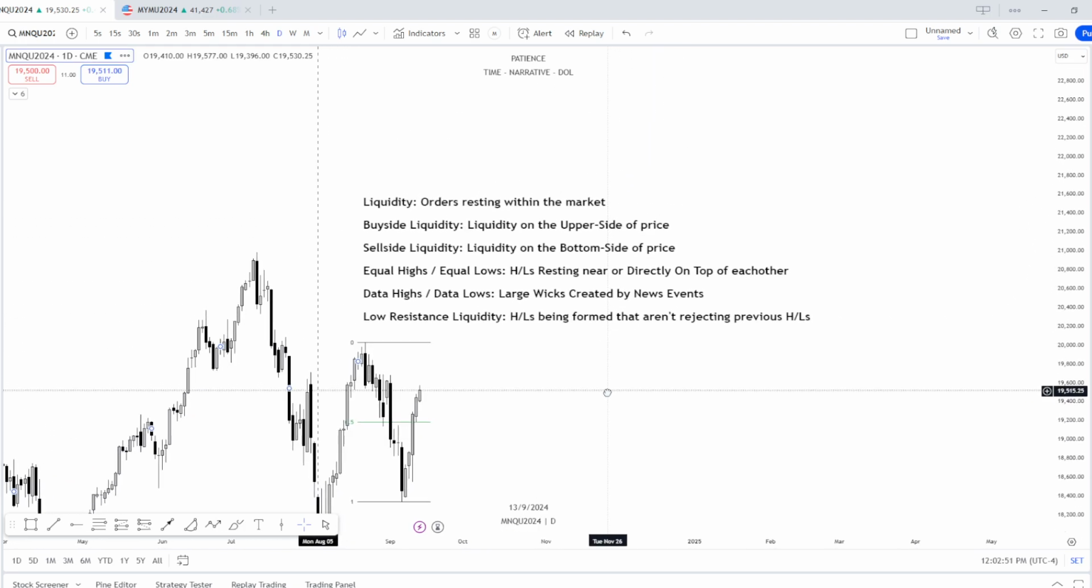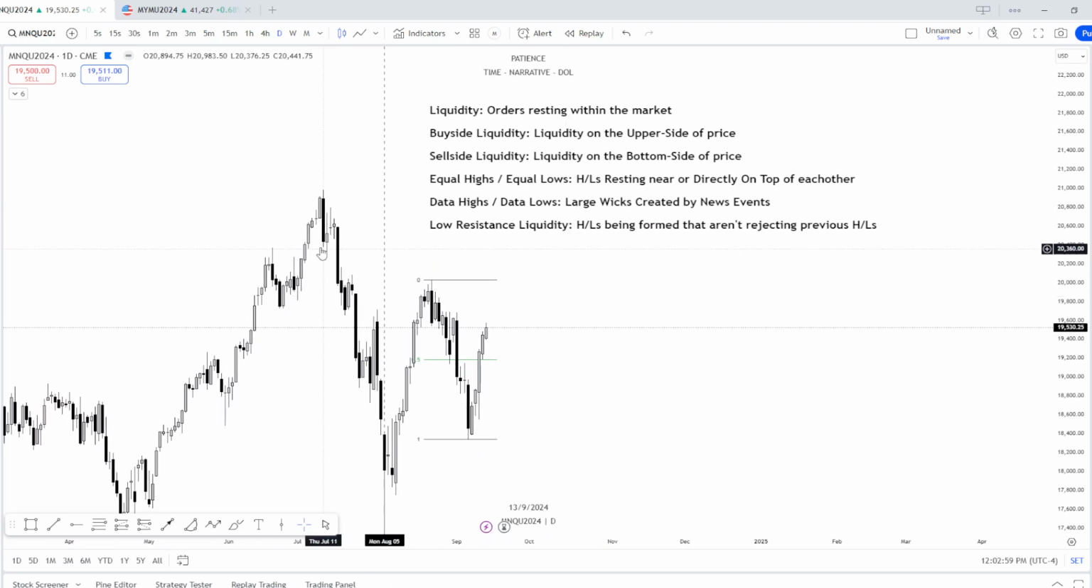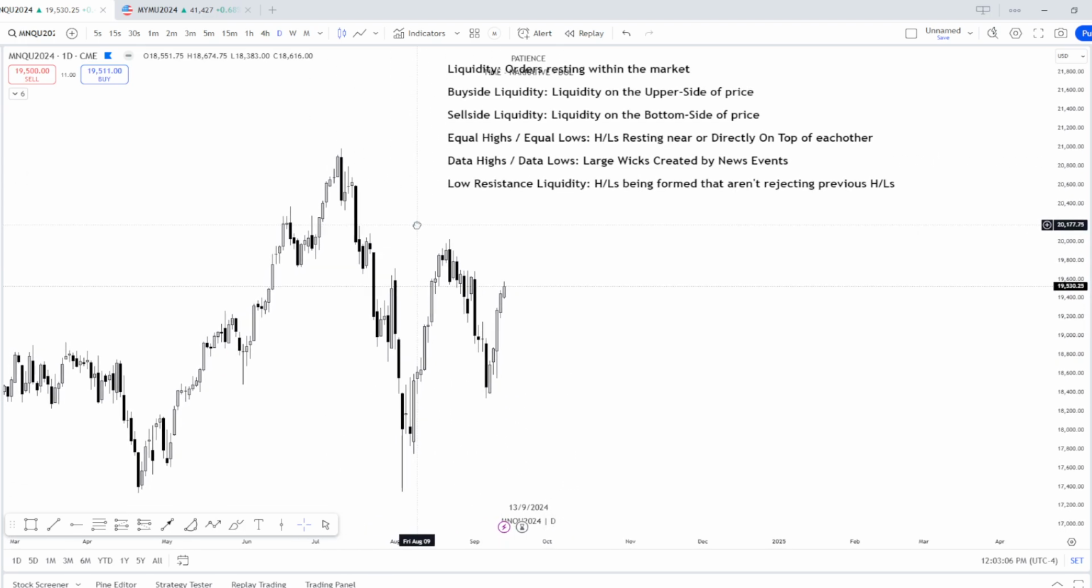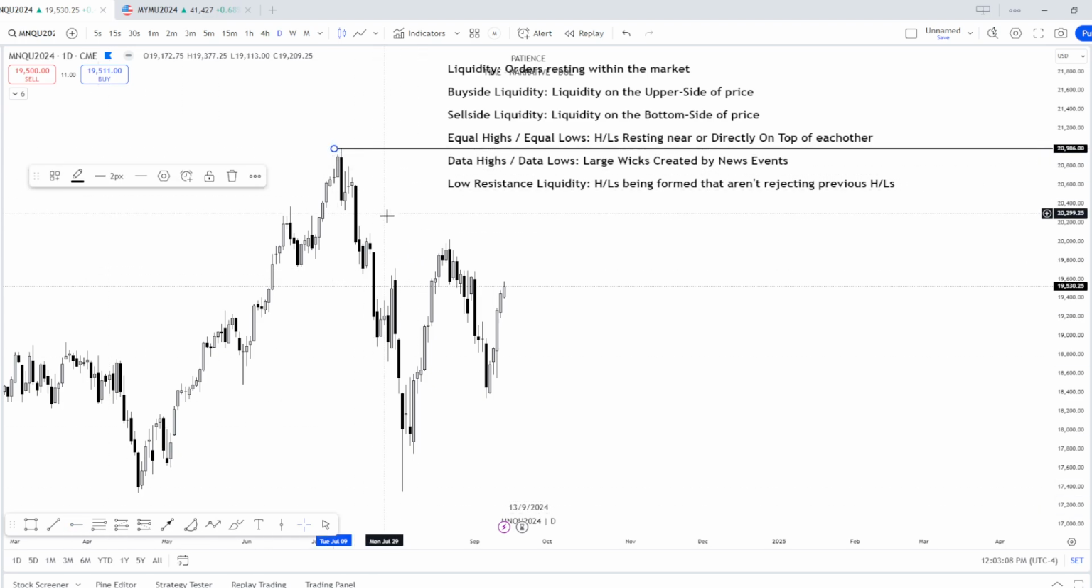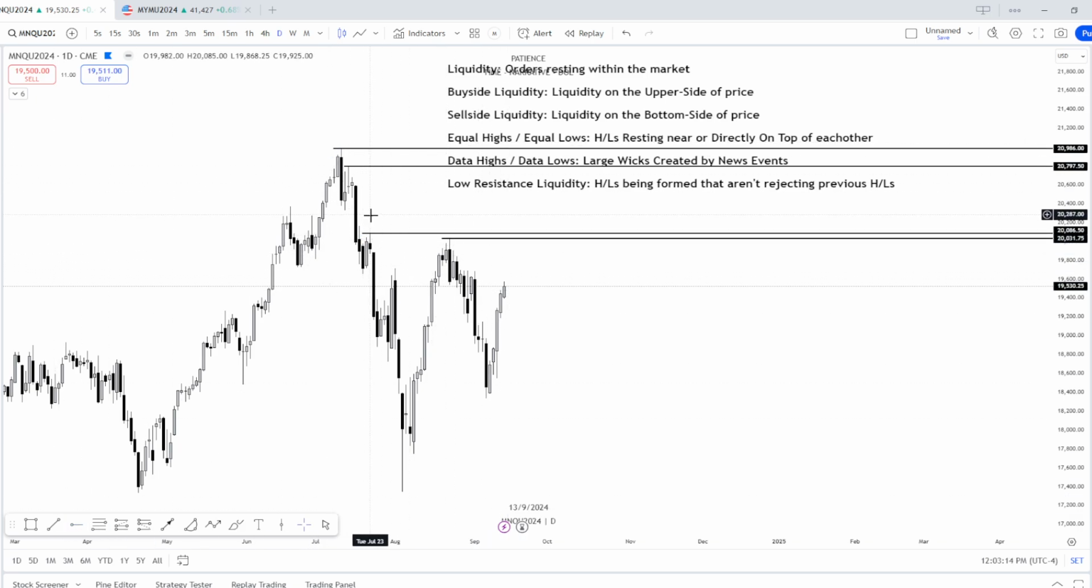So next thing that I would go into is, what is buy side liquidity? Nothing special about it. Buy side liquidity is just the liquidity that is on the upper half of price. So for example, if I took off these tools, any highs are going to be buy side liquidity. So all of these highs, these are all buy side, because they're on the buying side, on the upper half of price. We need to buy to get up to them.